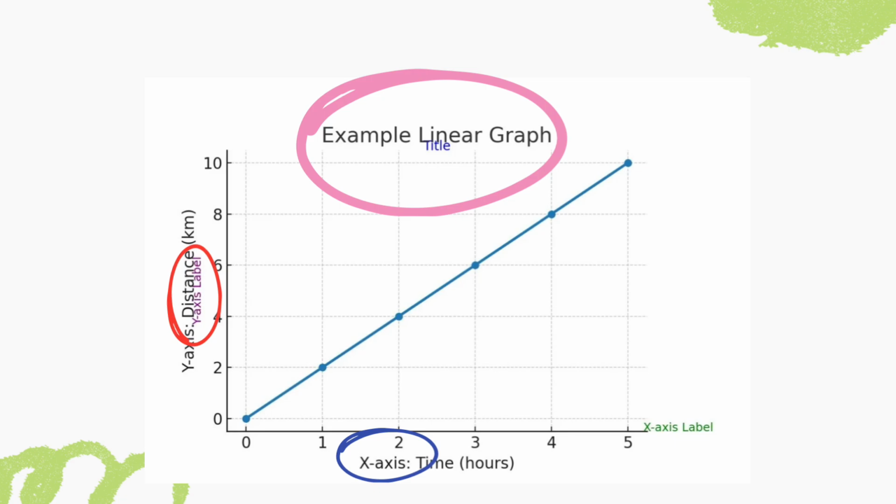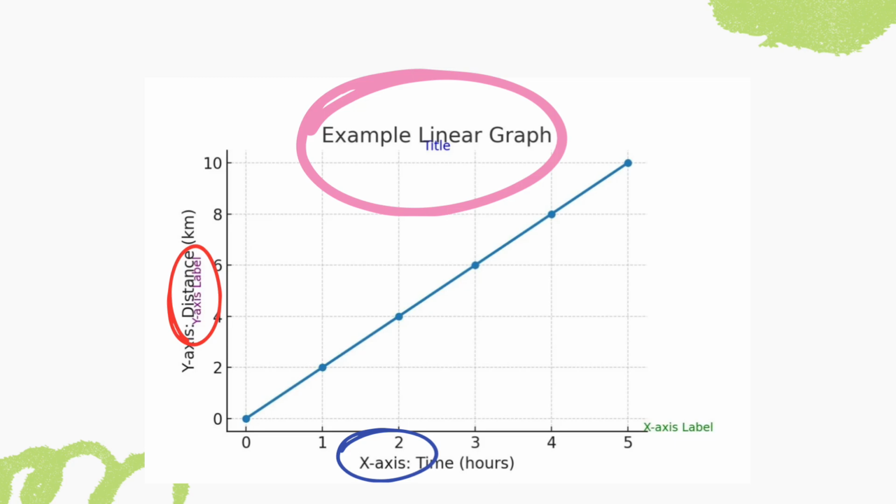Then the y-axis is circled in red. That is our vertical line, and that is normally our dependent variable, which means that variable depends on our independent variable. Then circled in pink is where our title normally will be. This title is example of the linear graph.